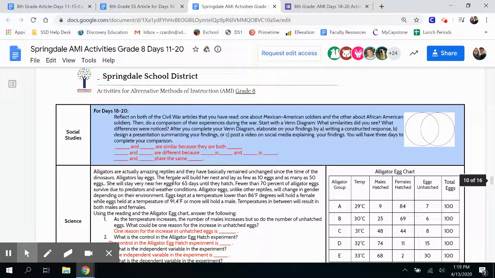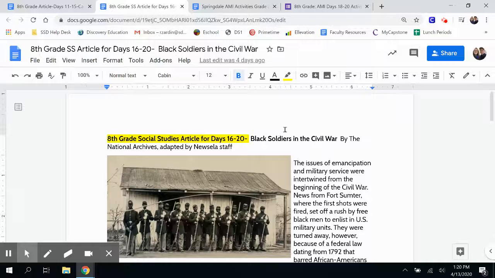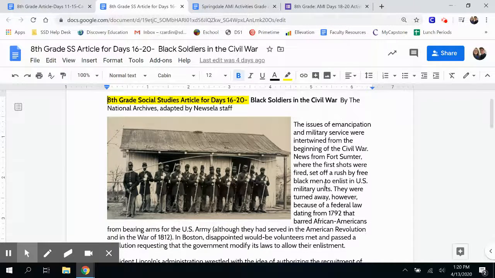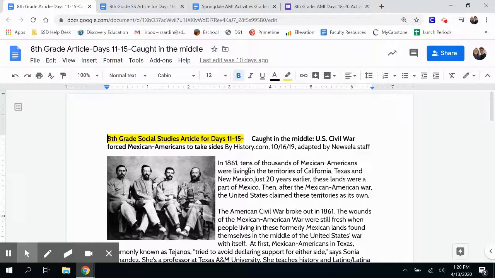Okay. So our instructions tell us reflect on both of the Civil War articles that you have read, one about Mexican American soldiers and the other about African American soldiers. Then you're going to do a comparison of them like a Venn diagram. So that means that not only do you need to look back at the article for this week, the one titled Black Soldiers in the Civil War, right? The one that you just read for Monday and Tuesday's assignment, but you also have to go back and look at the Mexican American soldiers in the Civil War article, because you're gonna need information from both of these.